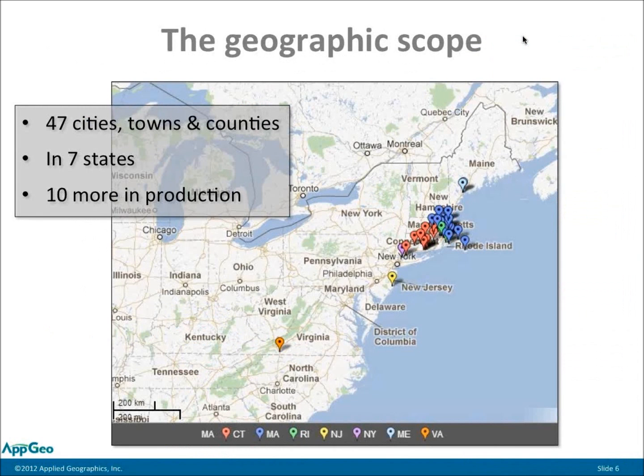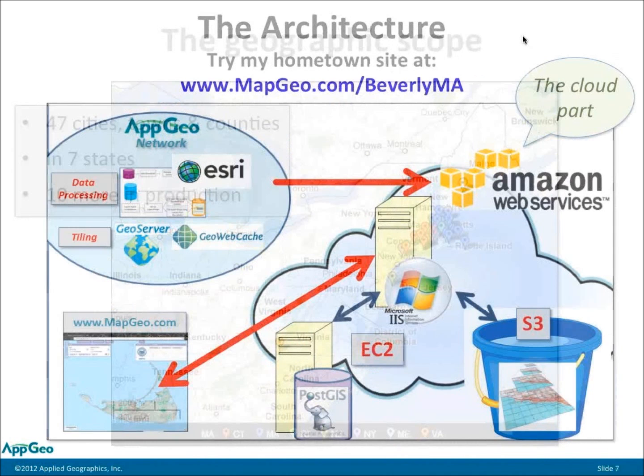And so what it looks like now is, this is a map of where all of those sites are spread, mostly across the Northeast. And sites are coming on every week. In fact, the 47th site was launched yesterday.